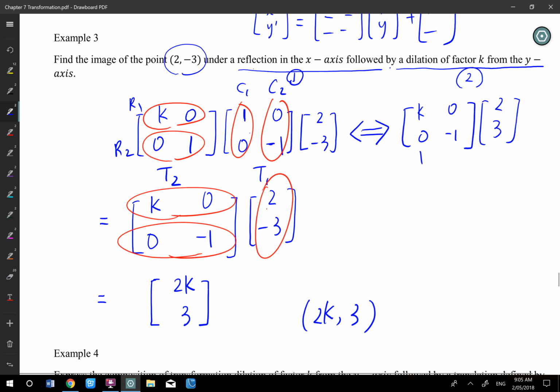This question is not hard. I can even do this in one step. But the thing is how to write different matrices in the correct order. T1 must be the closest to the original points, and we write any further transformation into the front.